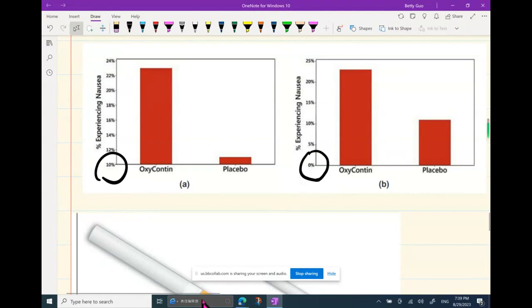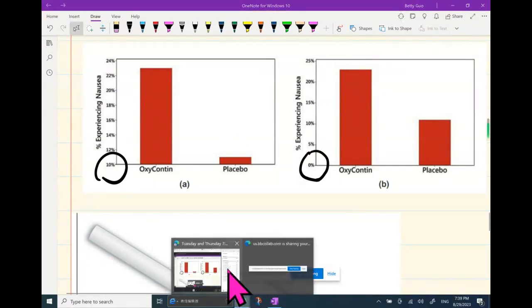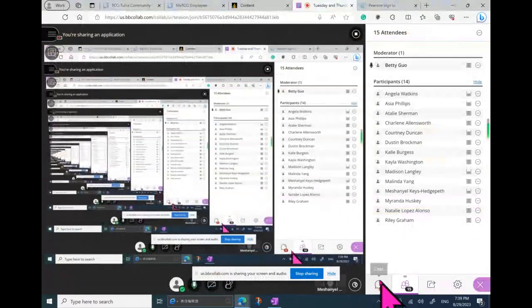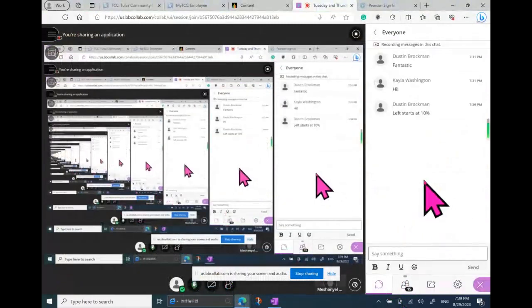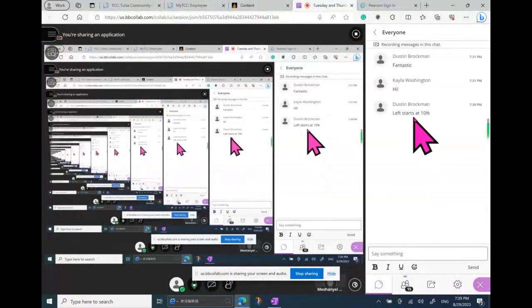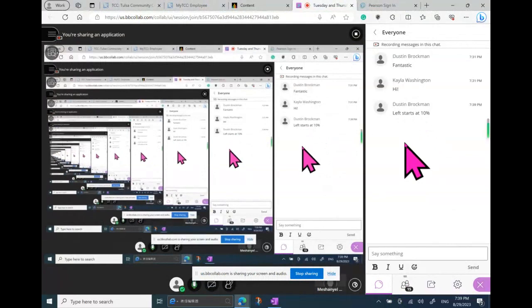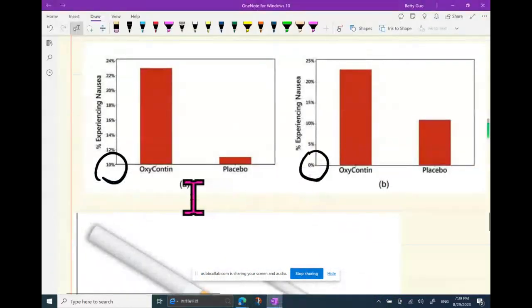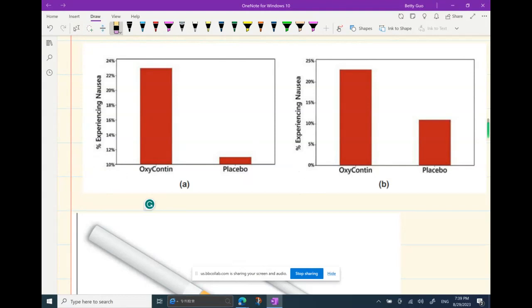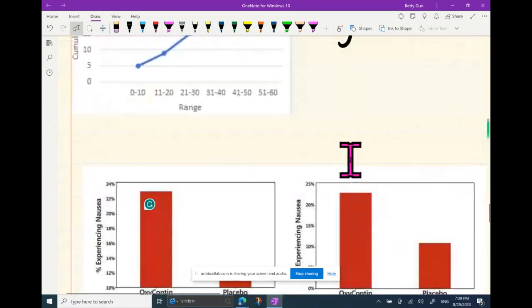People sometimes, intentionally or unintentionally, distort the scale. The left starts at 10%. Exactly. Thank you, Dustin. It does not start from 0%. So that makes the taller bar a lot taller than the shorter one. Either intentionally or unintentionally, the graph on the left is deceptive.